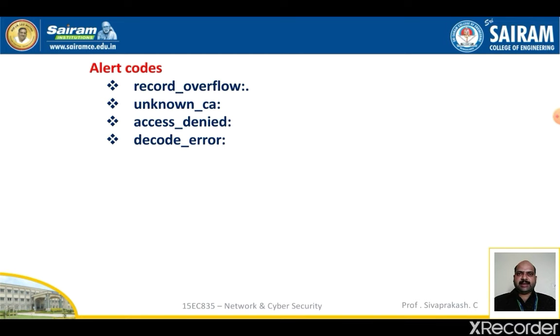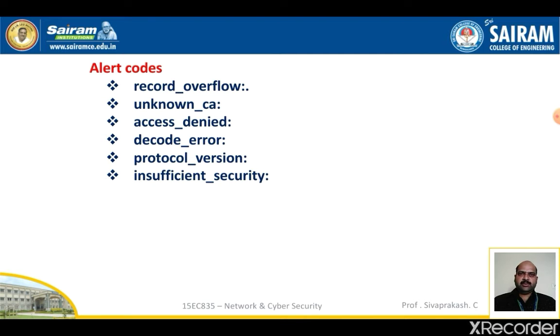Decode error. A message could not be decoded because either a field was out of its specified range or the length of the message was incorrect. Protocol version. The protocol version the client attempts to negotiate is recognized but not supported.